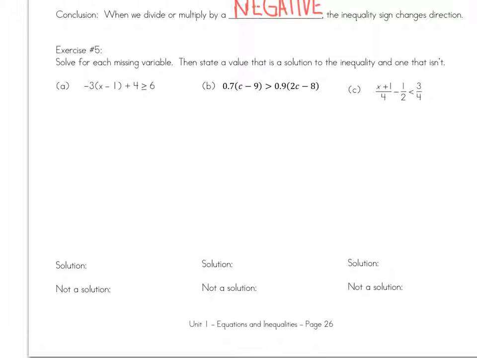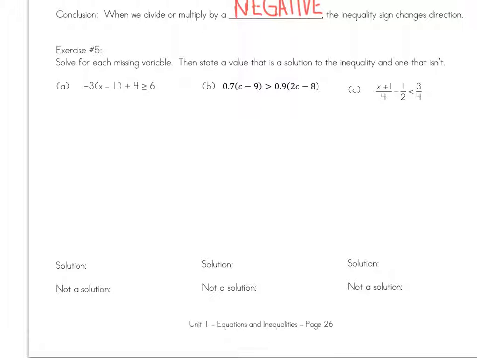So exercise number 5 wants us to solve for each missing variable and then state a value that is a solution to the inequality and one that is not. So things to remember when you solve an inequality, you solve it just like you would an equation, and just be mindful of your inequality sign. So if we ever have to divide or multiply both sides of that inequality by a negative number, then we have to flip the inequality symbol.